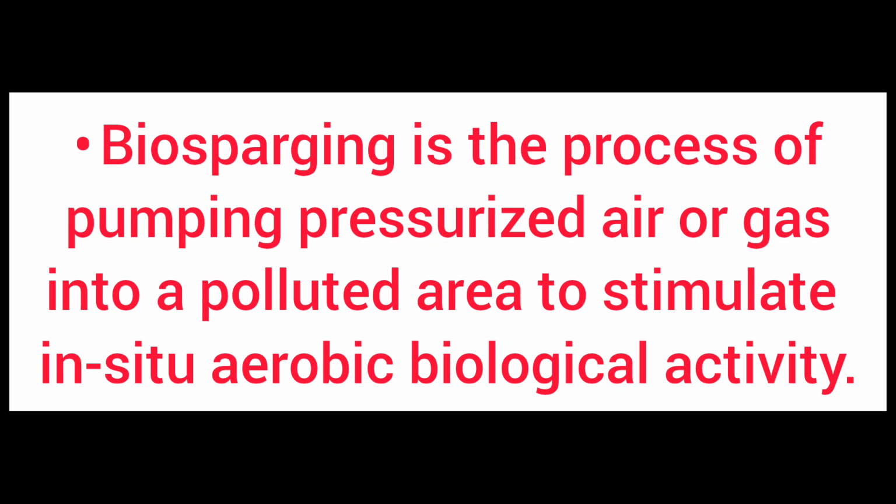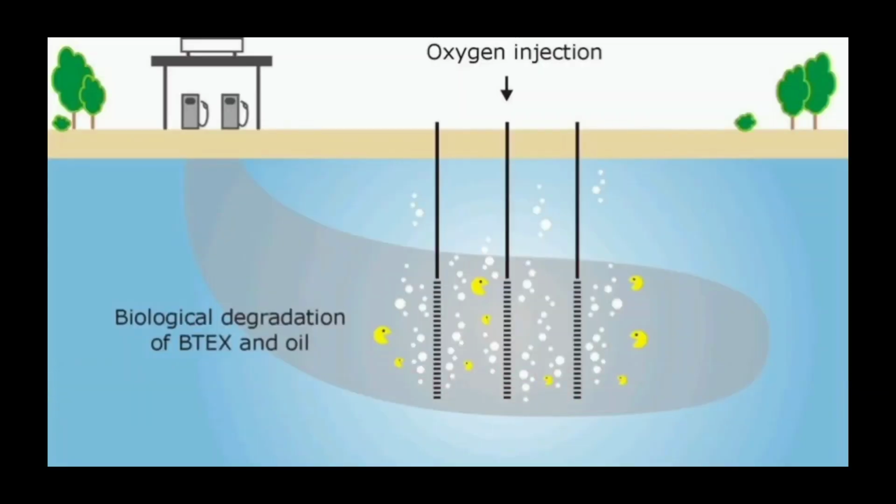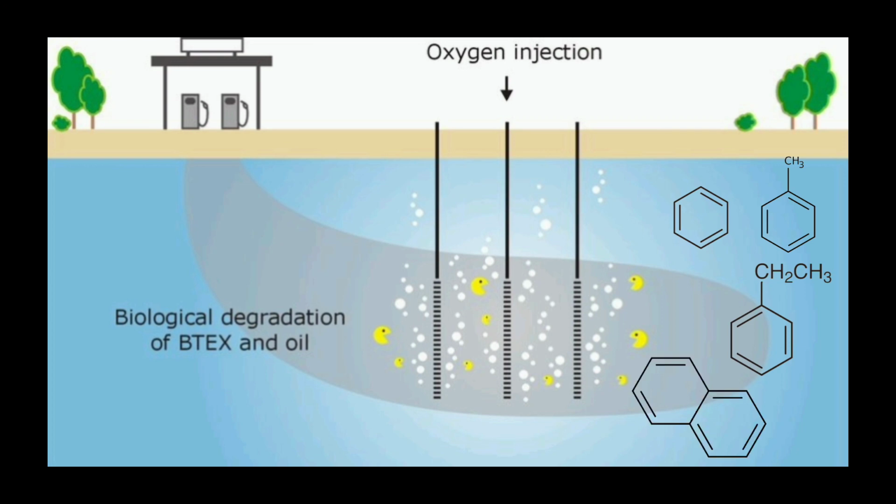Biosparging is the process of pumping pressurized air or gas into a polluted area to stimulate in situ aerobic biological activity. This technology targets chemical substances such as mineral oils and benzene, toluene, ethylbenzene, xylene, and naphthalene (BTEXN) that can be biodegraded under aerobic conditions and are used to treat soluble and residual contaminants in the saturated zone.